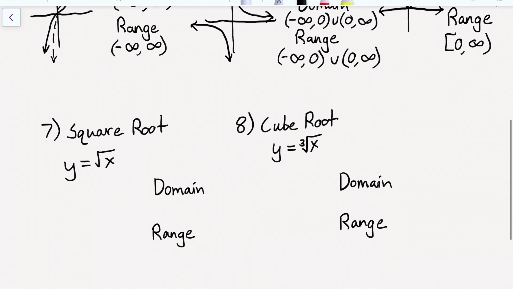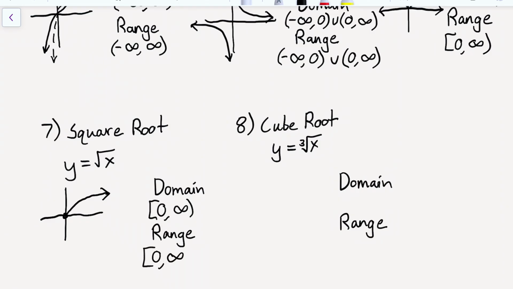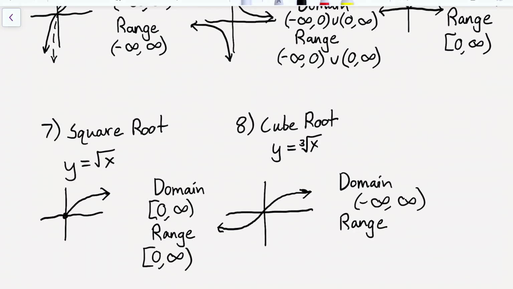Finally, we have some radical functions. The square root function looks like this, y equals the square root of x. It has a domain from 0 to infinity and a range from 0 to infinity. Notice the square root function is only defined for non-negative values of x. Finally, we have the cube root function. The cube root function looks similar to the square root function but continues in the negative direction as well. This is y equals the cube root of x, and it has a domain and a range of all real numbers.